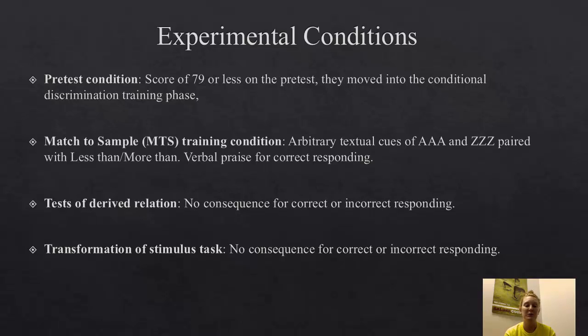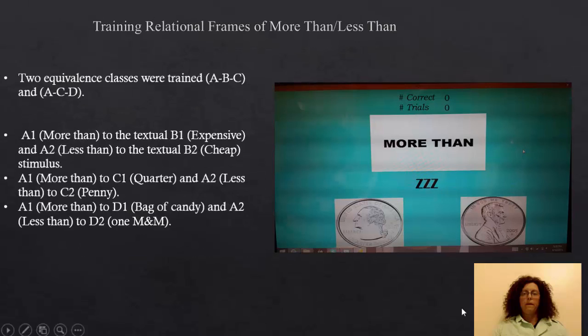We had another phase, which was the testing of the derived relations, and there were no consequences for correct or incorrect responding. The transformation of stimulus function task was to see if, within the presence of the contextual cues and under novel stimuli, the function would transform. There was no consequence for correct or incorrect responding.